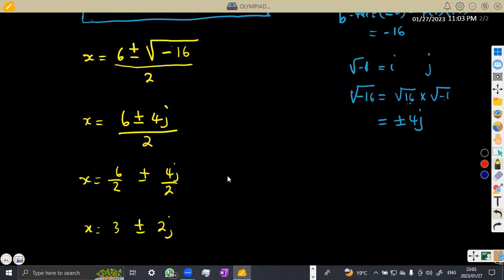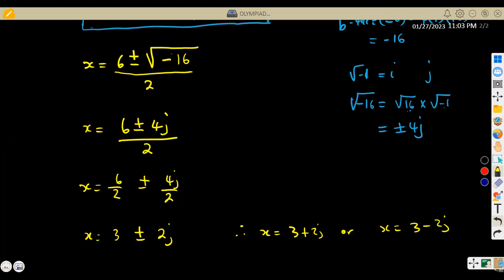So that's what you're going to have. So you can separate the solutions to say, therefore, our x is equivalent. Remember, it's plus or a minus. So it can be 3 plus 2j, or our x can be written as 3 minus 2j, or it can be j2. I don't know the way that is easier for you. So these are the complex solutions that we are going to have. As I said, the solutions are going to be complex, the values.